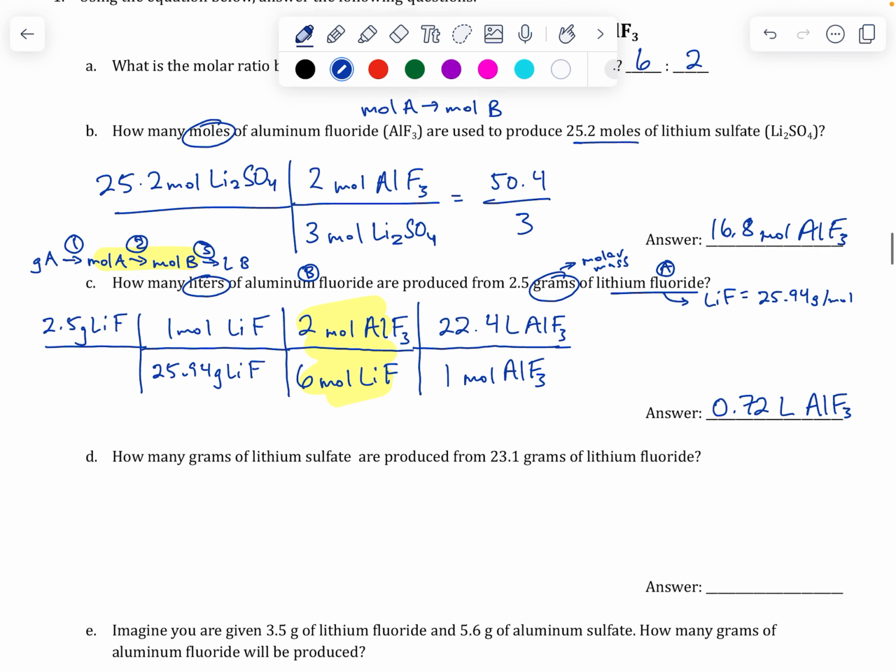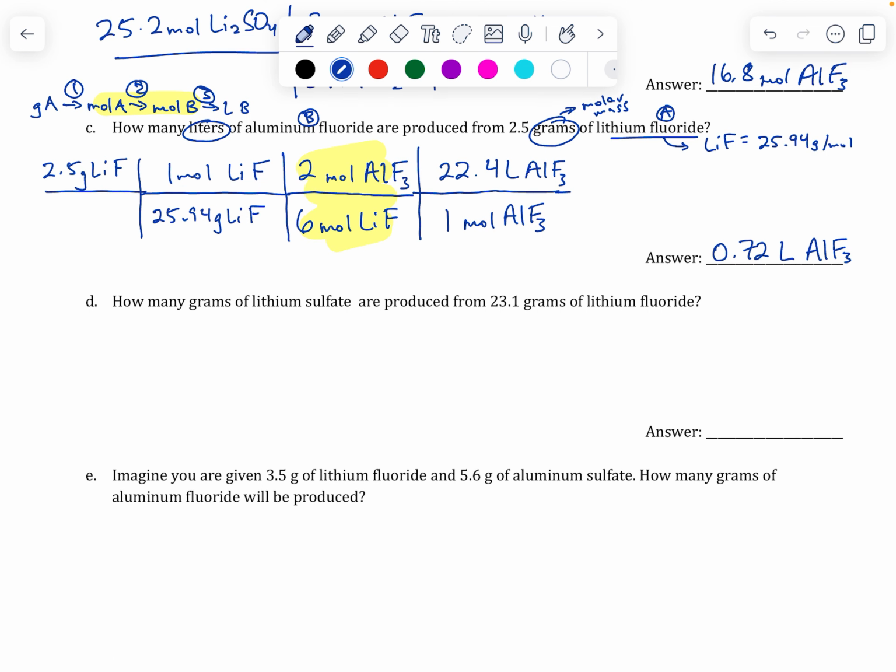All right. How many grams? So immediately I see grams of lithium sulfate. Well, I know that lithium sulfate is Li2SO4. And so I have to find the molar mass of that to use it as a conversion. And that is, I think, 109.95 grams per mole. And then are produced from this many grams of lithium fluoride. And lithium fluoride, again, is LiF. Since it's grams, I know I need to use the molar mass that we had calculated from above. We've already used that substance before.